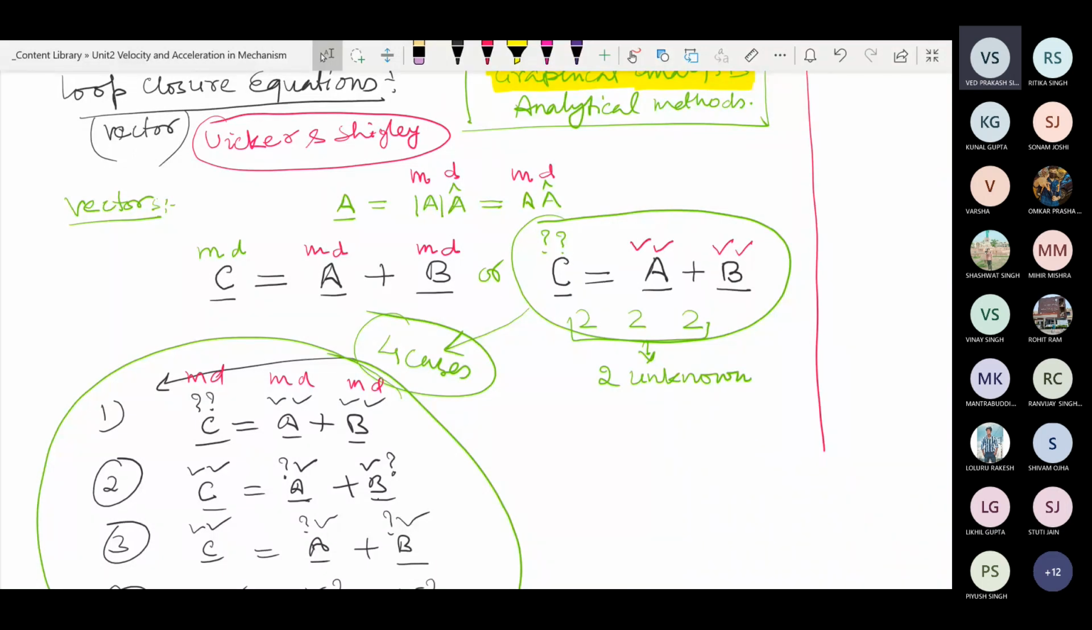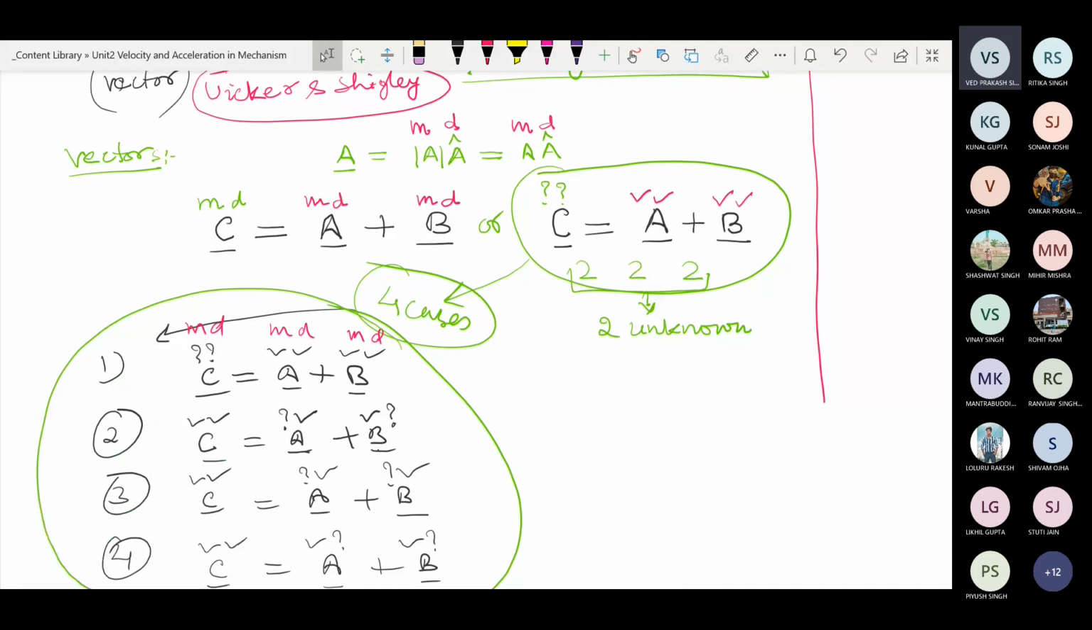So I have shown you the notation that vector C will have 2 components, the magnitude and the direction. You all know, direction means unit vector, and magnitude. Similarly, vector A, vector B. Each of them will have something like this. So when you are writing the equation, you simply tick mark. If magnitude is known, then the first one will be tick marked. If direction is known, then the second one will be tick marked.